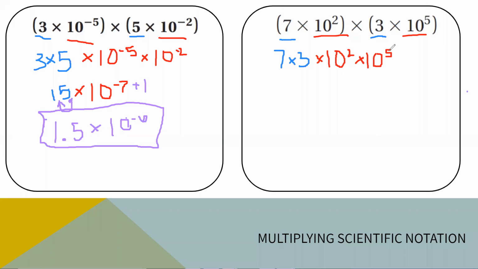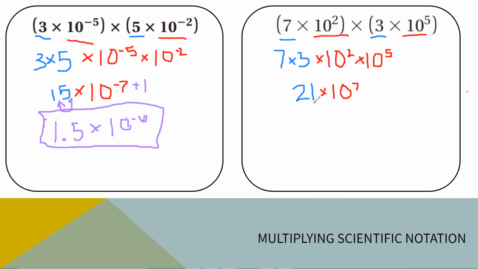Now that I have those grouped up, I'm going to be multiplying my factors. 7 times 3 is going to give me a 21. And then I have to multiply my powers. So that's going to be 10, because we keep our base. I'm going to use the product rule to add those. 2 plus 5 gives me a 7. So currently we have 21 times 10 to the 7th power.